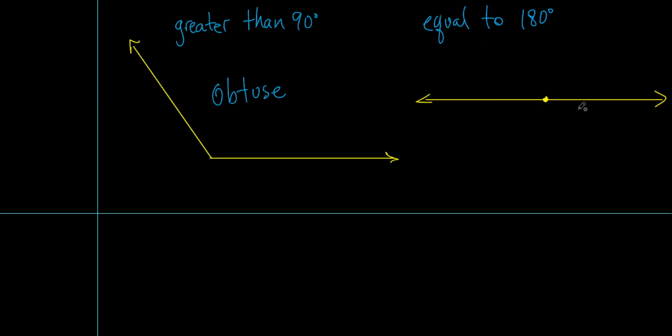So what does it look like? It looks like a straight line, doesn't it? But it's an angle. So what do you think we're going to call the angle? I gave you huge hints here. Looks like a straight line.